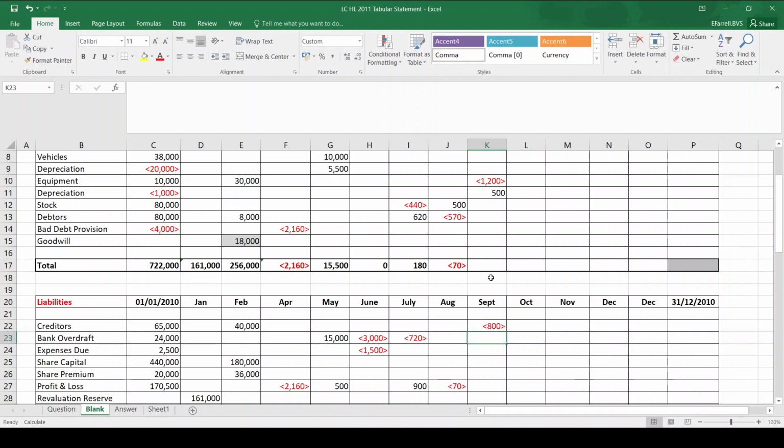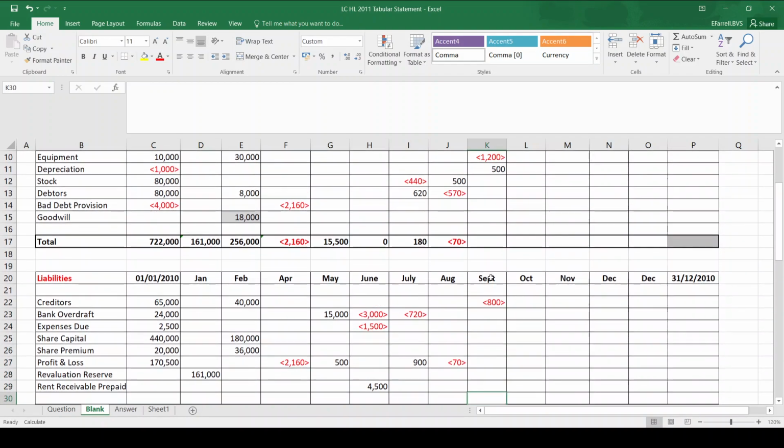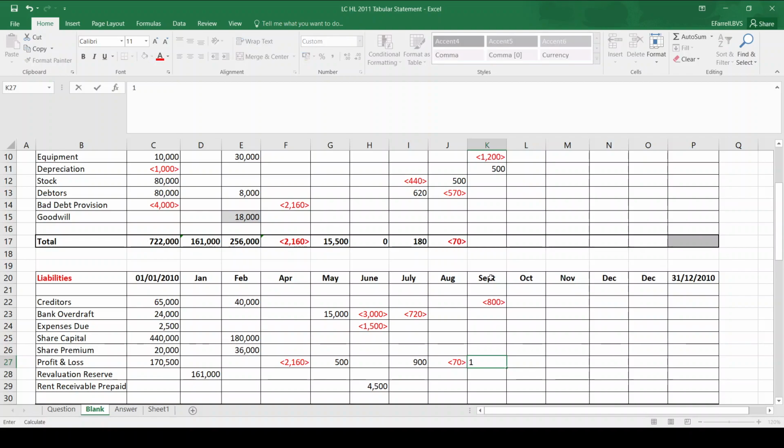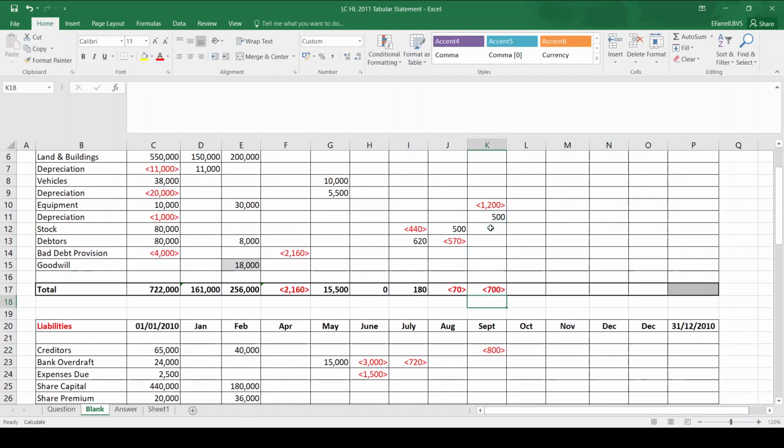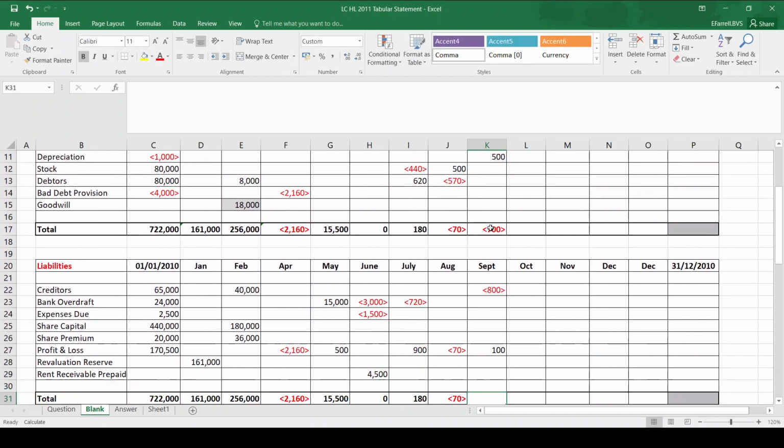So creditors are going to go down by 800. And as we showed in the workings, we owed them 800. They took equipment that was worth 700. So we are up 100 euro. So profit and loss balance is going to go up by 100. So again, I'm just going to total my assets. They come to minus 700, and I'm going to total my liabilities.